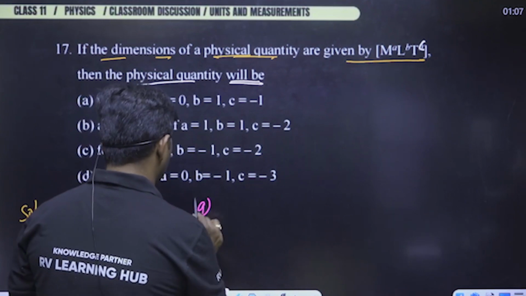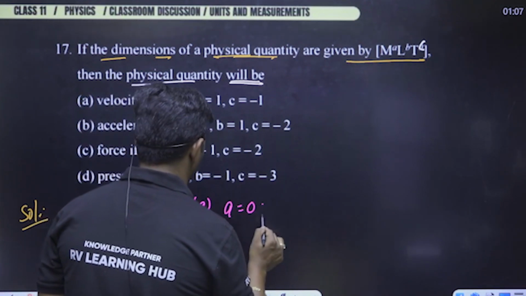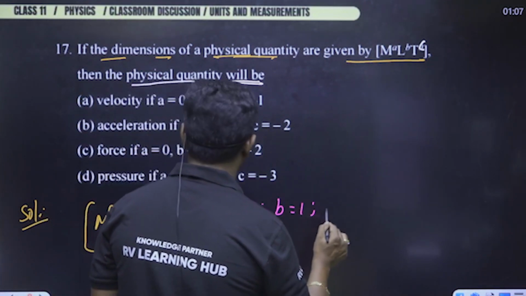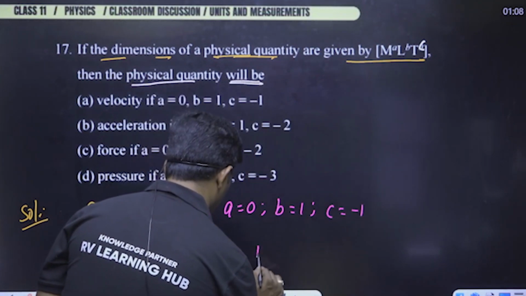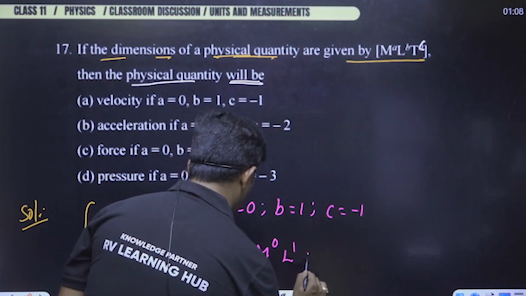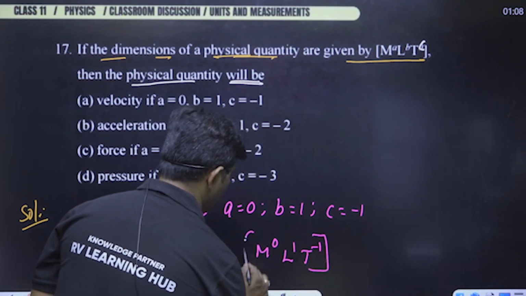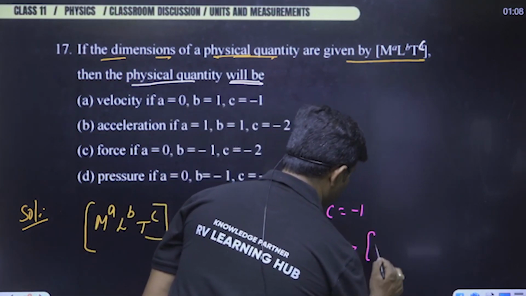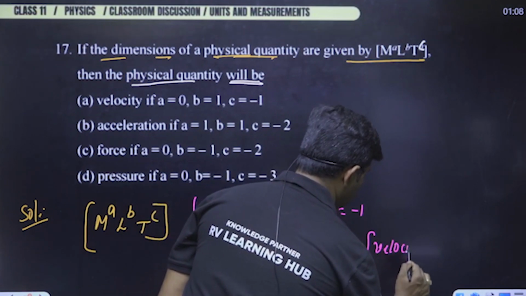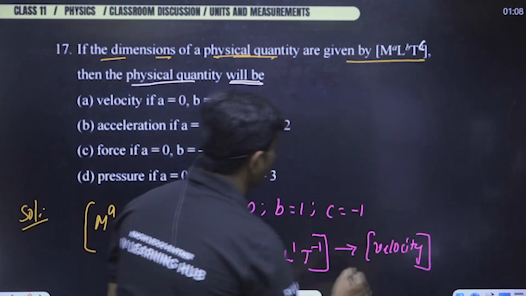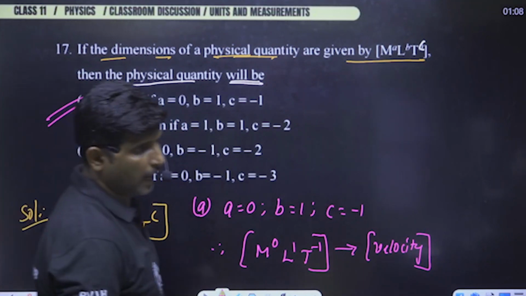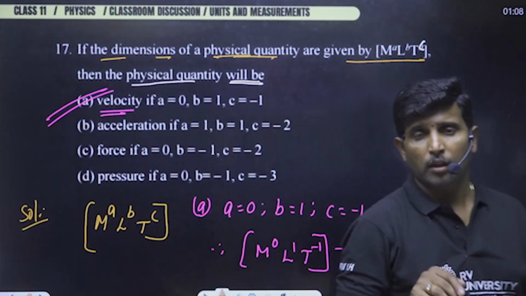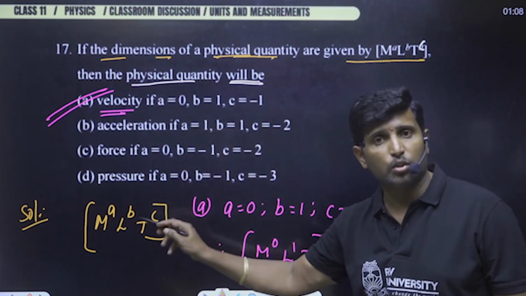So see here, A is equal to 0, B equal to 1 and C equals to minus 1. Therefore, what is the option? You will get here M power 0, L power 1 and T power minus 1. Is it right? And this will give you the dimensional formula of velocity. Is it right or not? Hence, yes, this is also velocity. Hence, we can go with option A as the right answer. If you want, you can check other options also.